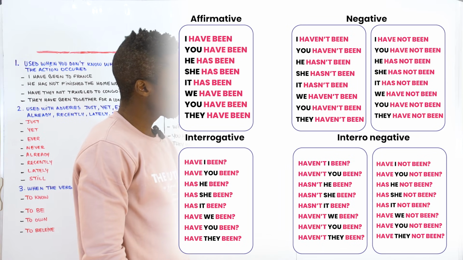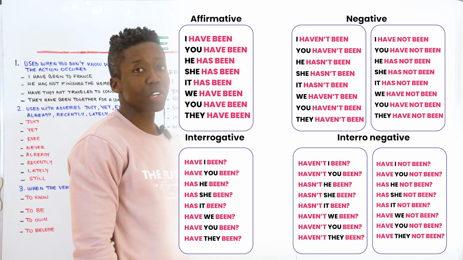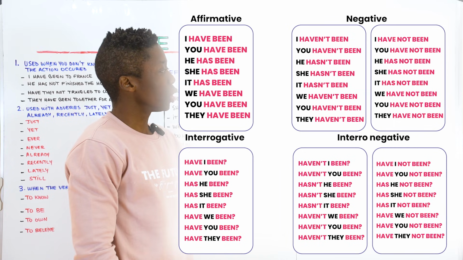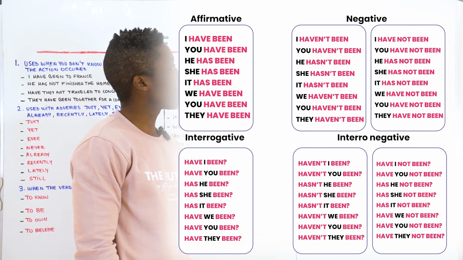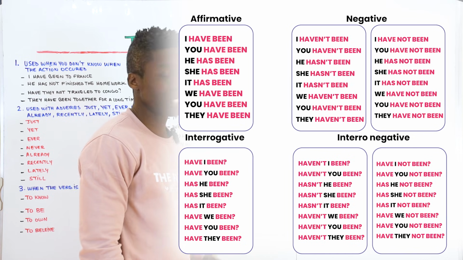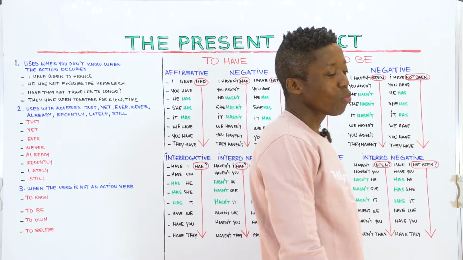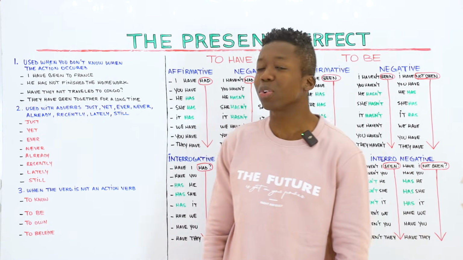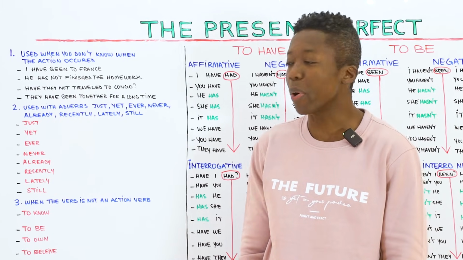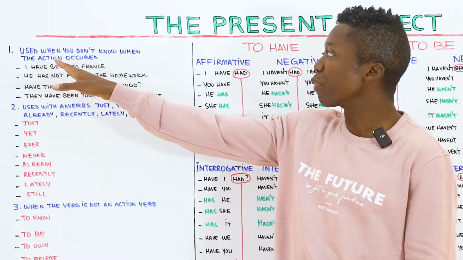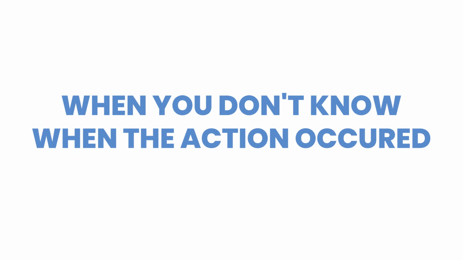Same exact conjugation. So, I am not going to go through it again, but spend some time understanding how to structure the present perfect. Okay? Now, in what circumstances or what situations do we use the present perfect? We use the present perfect when you don't know when the action occurred.